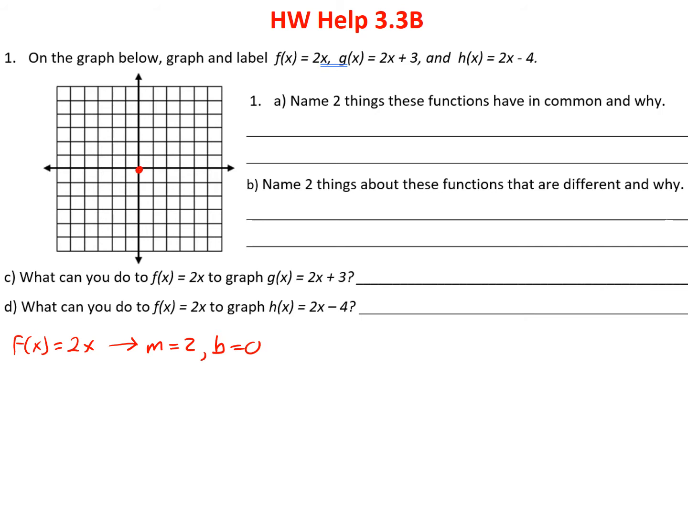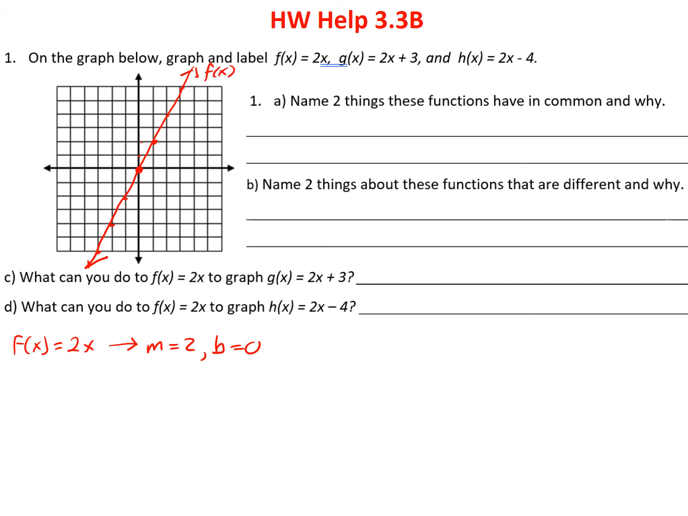It has a slope of 2, so I can count up 2. 1, 2, and over 1, and there's another point. I can continue up 2 and over 1, up 2 and over 1, and even go backwards, down 2 and back 1. And that can help me draw my lines since I don't have a ruler here that'll work on my computer. So there's my first line, and that is f of x.